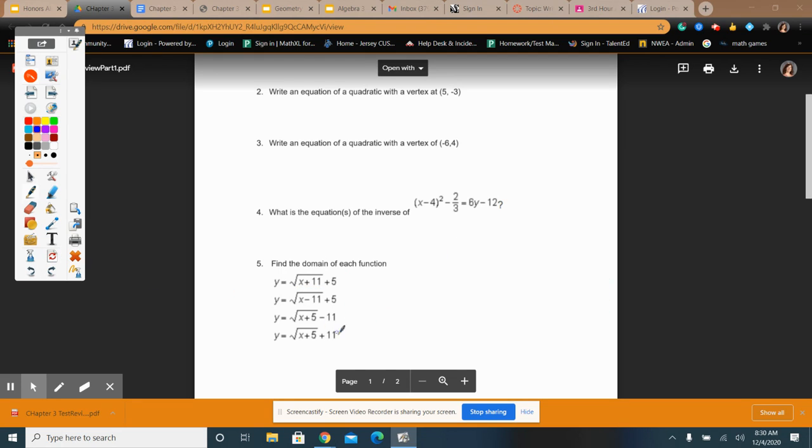For these two, they will have the same domain. It does not matter. The only thing I'm worried about is x plus 5 has to be greater than or equal to 0. So you subtract 5, and x is greater than or equal to -5.